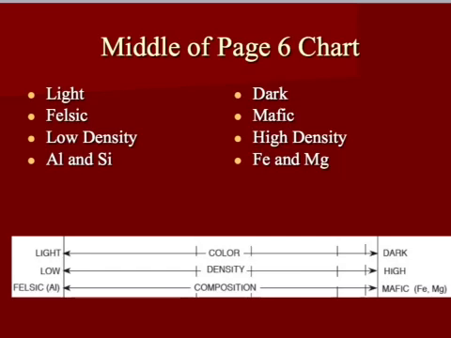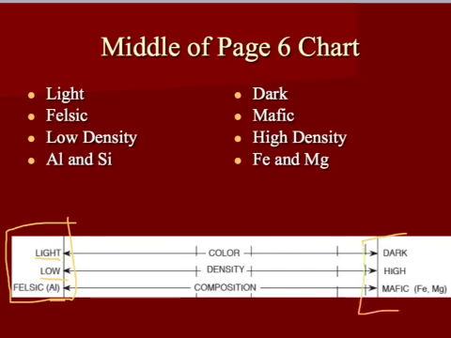Okay, so the middle of page 6 is crucial because this is going to give you the grouping of different characteristics. So, I want to start off by talking about what a felsic rock has to offer. If you look here, a felsic rock is going to be light in color, low in density, and it's going to contain aluminum, and sometimes Si.